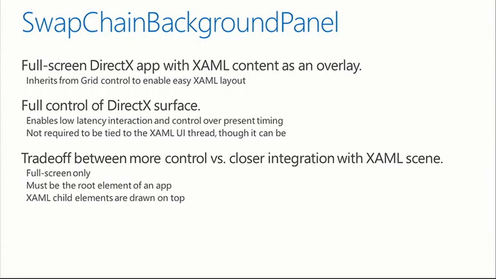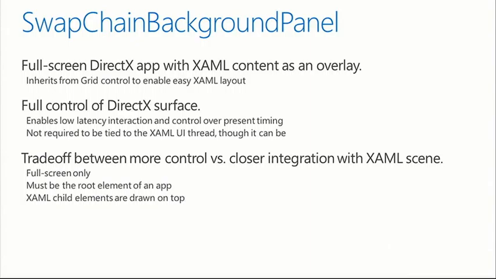And the XAML swap chain background panel type inherits from grid. So this allows you to do easy layout positioning of all of the XAML content. So if you have, say, a menu snapped to the side, or you have something in the middle of the screen, it allows you to do very easy layout and keep track of all of your XAML children. The special thing about this one is it allows you full control of the DirectX surface. And this allows you especially low latency interaction and control of your presentation timing.